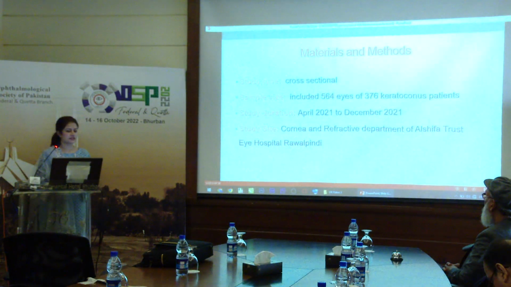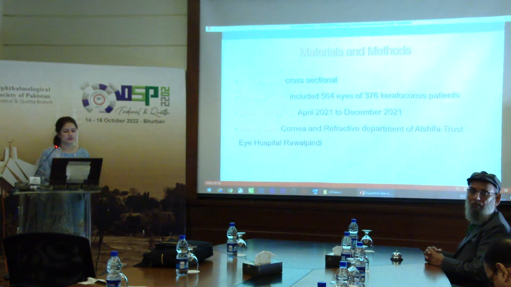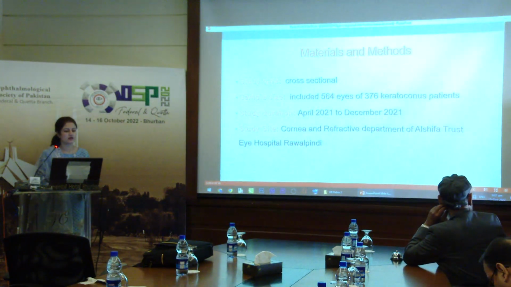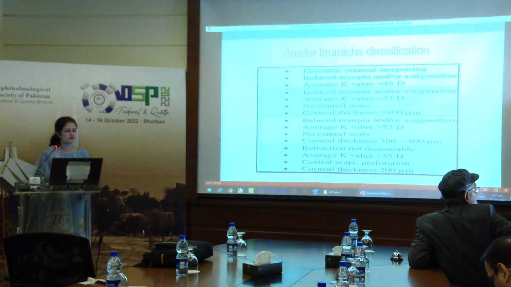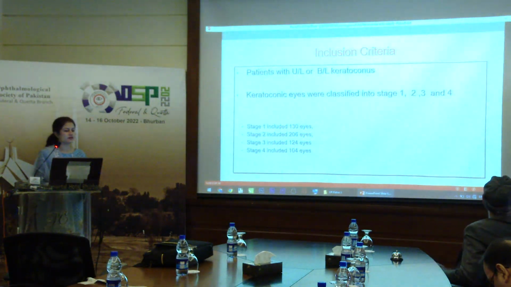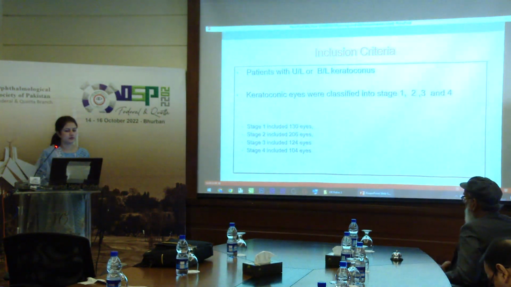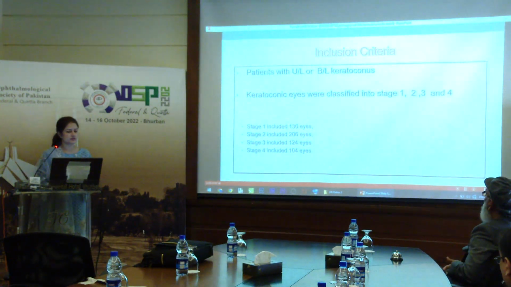It was a cross-sectional study that included a total of 564 eyes of 376 keratoconus patients. The duration of the study was from April 21 to December 21, and it was conducted at our Cornea and Refractive Department of Al-Shifa Trust Eye Hospital. The patients were classified according to the Amsler-Krumeich classification into 4 stages. Inclusion criteria was all patients with unilateral or bilateral keratoconus, who were later classified into stages. A total of 130 eyes were in stage 1, 206 in stage 2, 124 in stage 3, and 104 in stage 4.